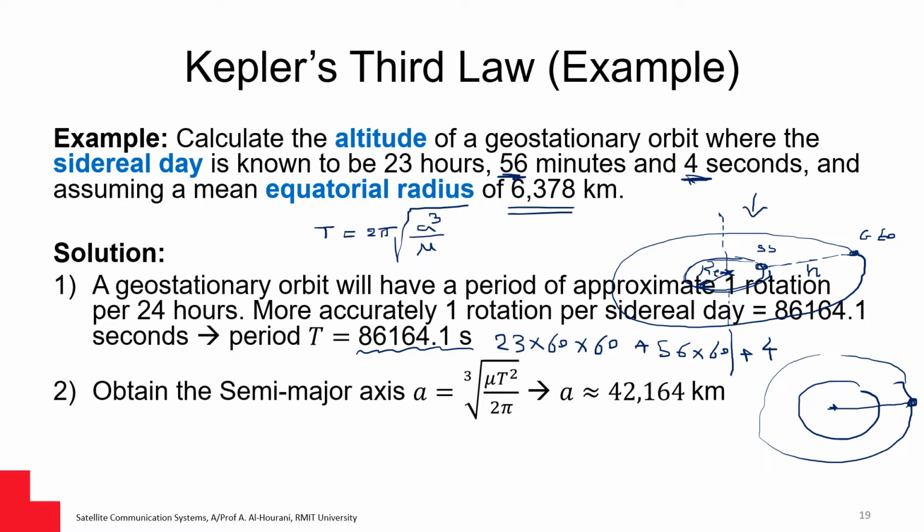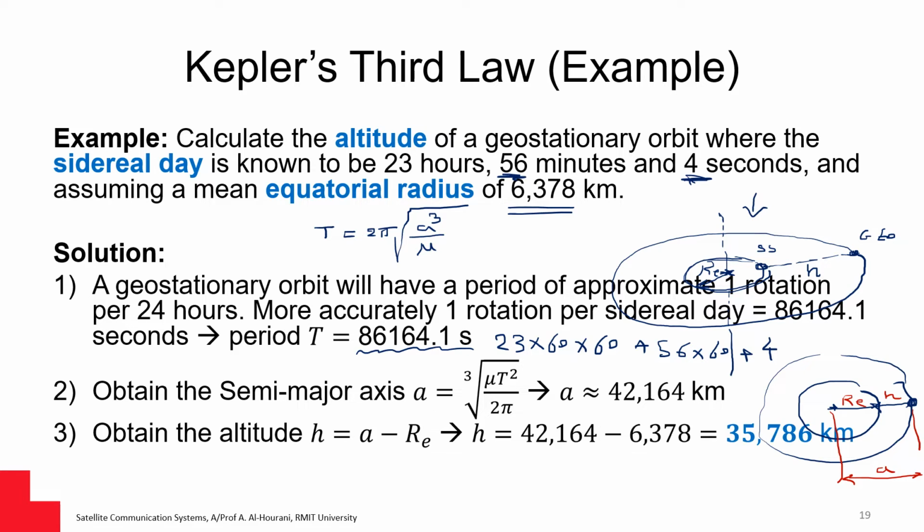Now we calculated the total distance. What we want is the height, and we have the Earth radius, so we calculated the overall distance, which we called the semi-major axis. All you need to do now is to subtract RE from A, and that's what the third step is doing, taking the total radius and subtracting RE, so then you can obtain the altitude of the satellite. This is a very important number, and you will see that we are going to use it in the upcoming lectures, also in the labs.